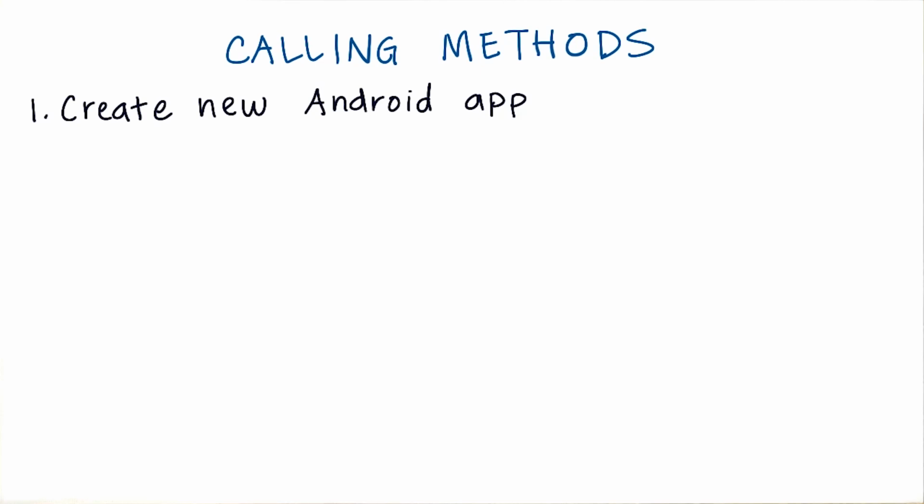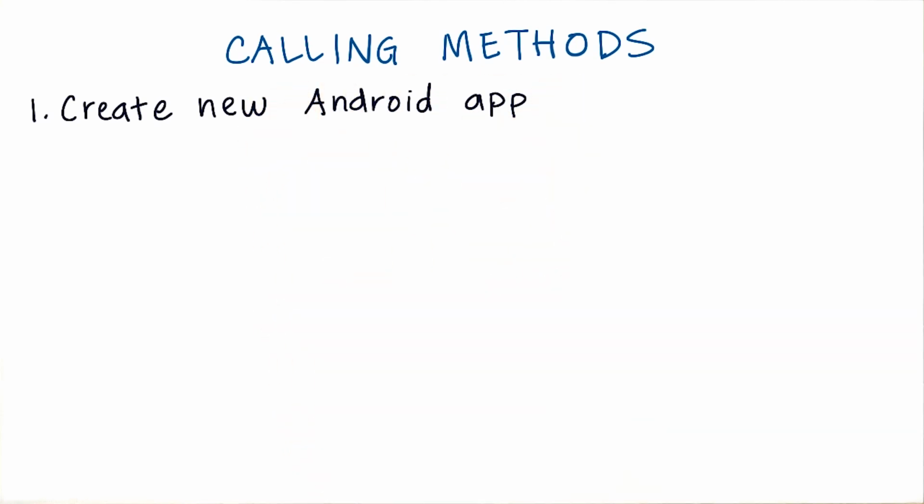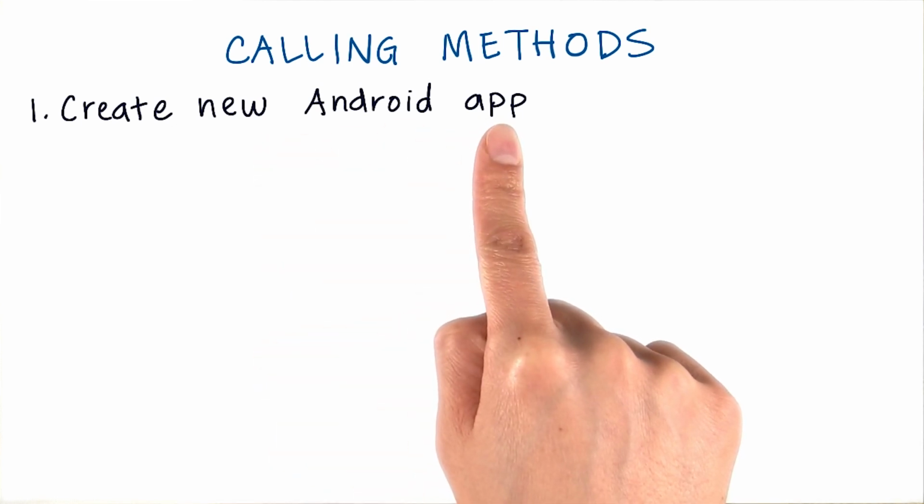In this quiz, you're going to practice creating a text view object and then call methods on it. Since this is just for practice, we're going to do this in a new Android app outside of the Just Java app. That way we don't mess up the Just Java app.